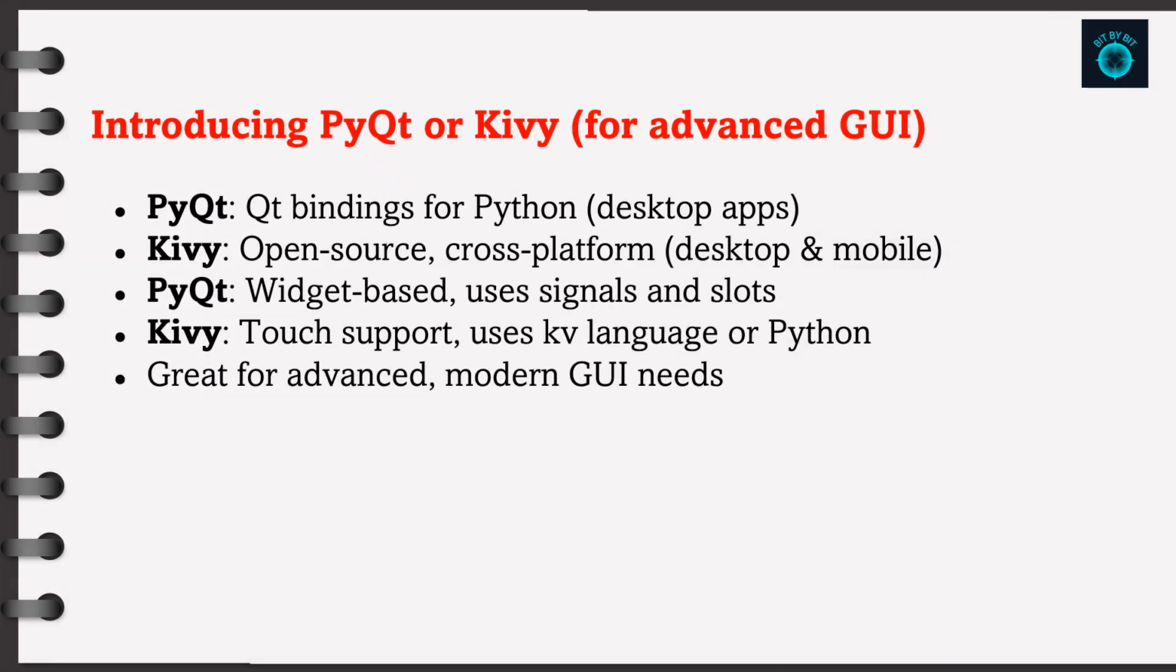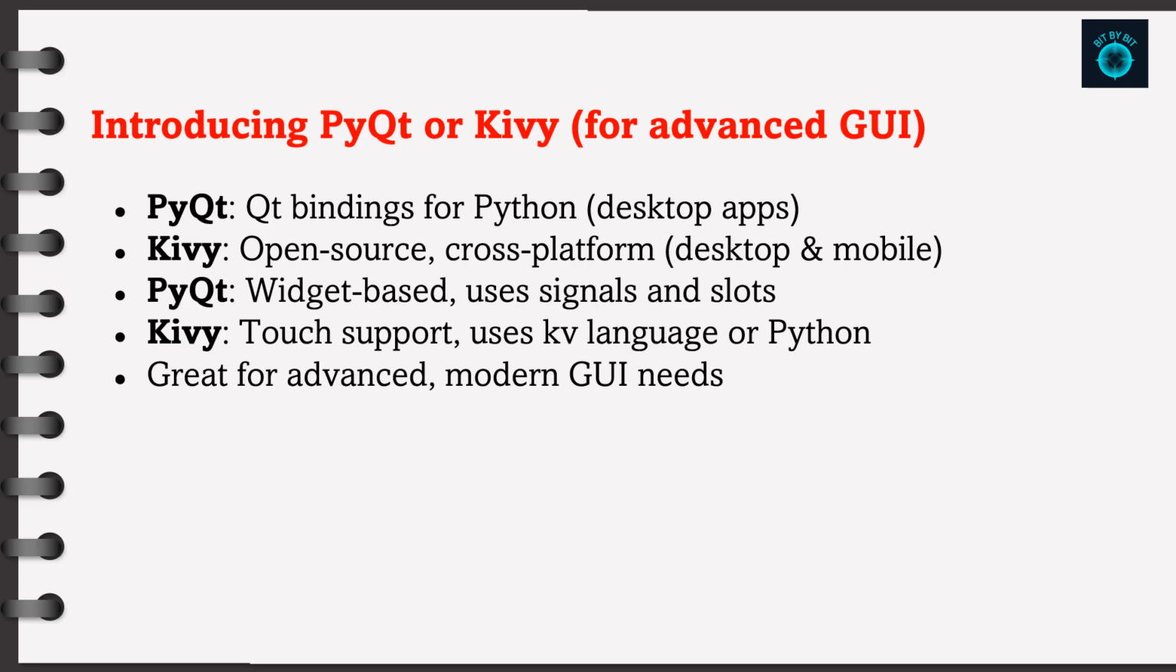Introducing PyQt, or Kivy, for advanced GUI. When your GUI application needs to go beyond the basics, two powerful frameworks come into play: PyQt and Kivy. Let's start with PyQt. PyQt provides Python bindings for the Qt toolkit, a professional-grade C++ library. It's ideal for building desktop applications that look and behave like native apps on all major platforms.